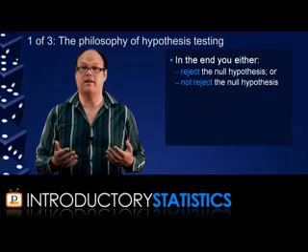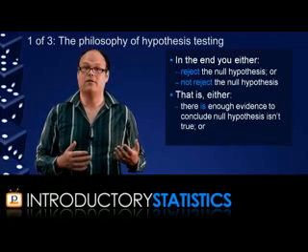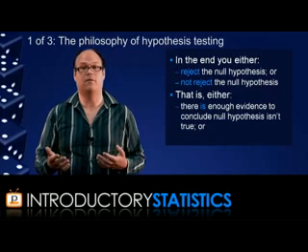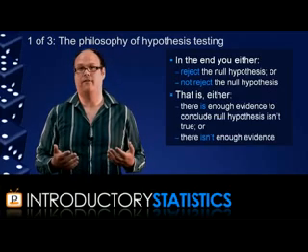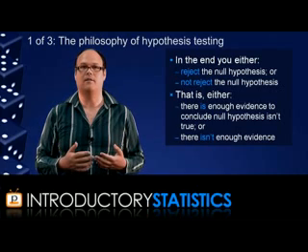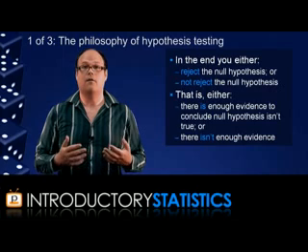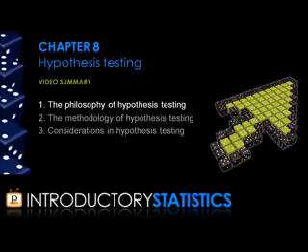So at the end of a test, we'll always do one of two things. Either there's enough evidence to reject the null hypothesis and accept the alternative, or there's not enough evidence to reject the null hypothesis. We can say we retain the null hypothesis in that case. So those are the major concepts behind a hypothesis test. Now let's look at the methodology of a hypothesis test.